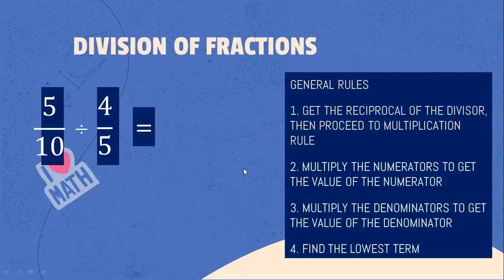Next example. Try this one. I'll give you enough time to solve this problem. 5 over 10 divided by 4 over 5. Always remember the first step is to get the reciprocal of the divisor, then proceed to the multiplication rule, wherein you multiply the numerators to get the value of the numerator, and you multiply the denominators to get the value of the denominator, then we find the lowest term. I'll give you enough time to solve this problem.